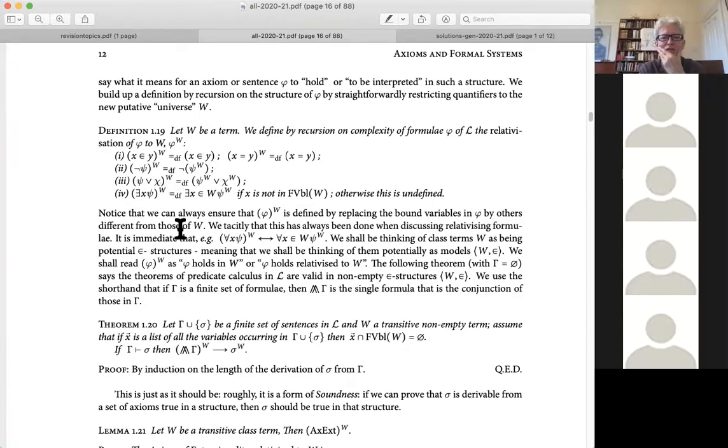So we can relativize our concepts to terms. Later we'll think of these terms as being like transitive ZF minus models. So they're like mini universes, like collections of sets which satisfy a lot of our axioms, and so they're worth thinking about.